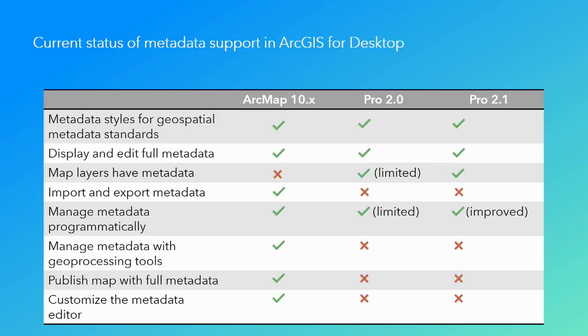And then in ArcGIS Online, you would also have a map or an item, right, with a map service. The map service has metadata, and the individual layers will also have metadata, right? So layer metadata is a key thing there.